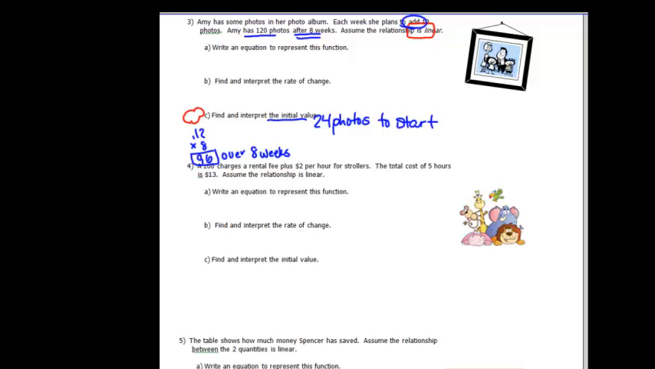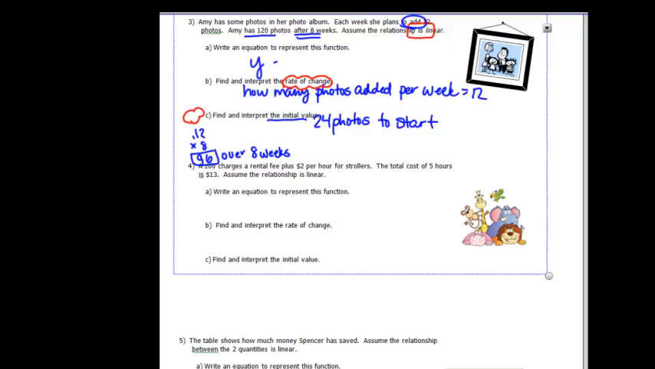The rate of change is what she added per week. So how many photos did she add per week? It tells you right there. Per week was 12. And in an equation, remember that this is our rate of change, okay? Rate of change plus initial value. So rate of change was 12x, and my initial value was 24. So again, that is going to represent a line.